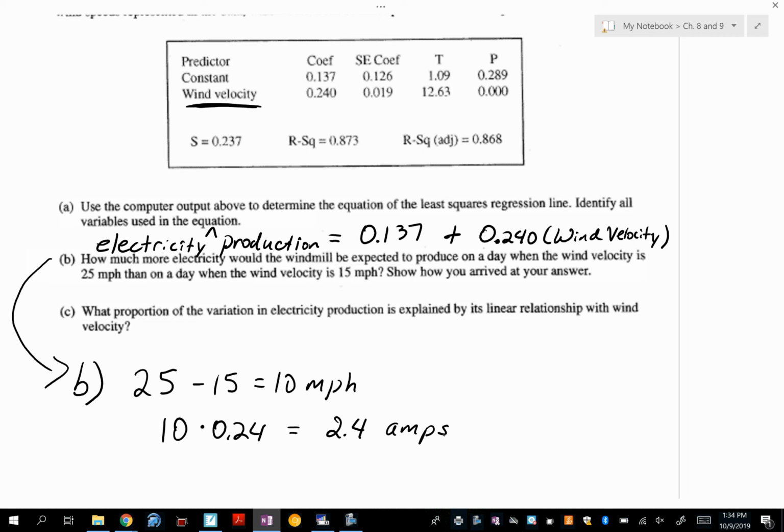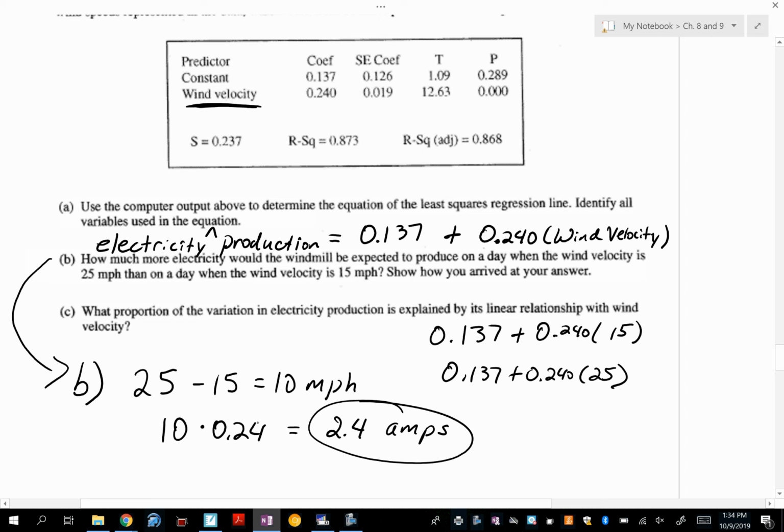Now, the other way to do it, which I think is what I saw Liam's group do, is they actually plugged in 15 and plugged in 25, and then you could subtract those answers, and you'd get the same thing. 2.4 amps. I don't care which way you do it. Okay, so it's up to you. Really, this question is testing your understanding of the slope of the model or your ability to plug in to a model. Any questions on part B? Again, there's two ways to kind of attack this problem.